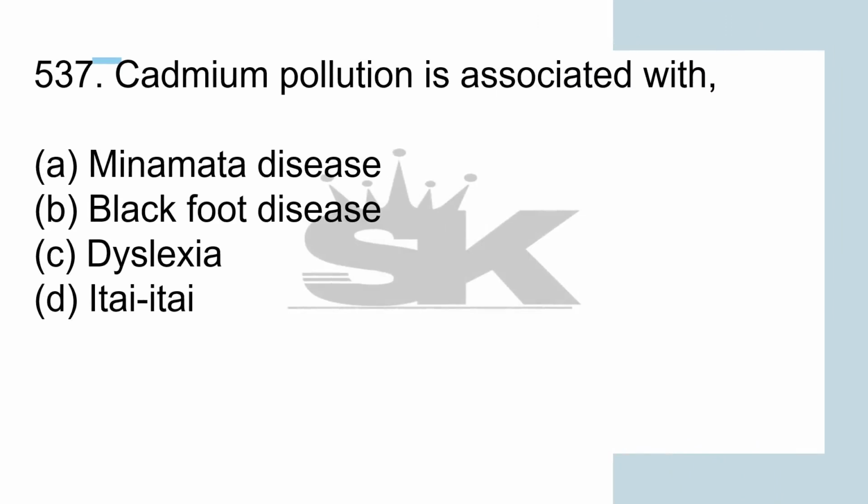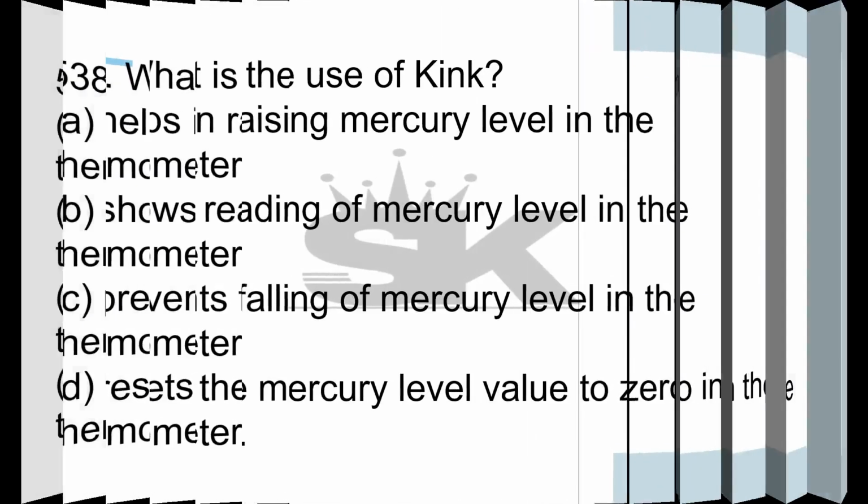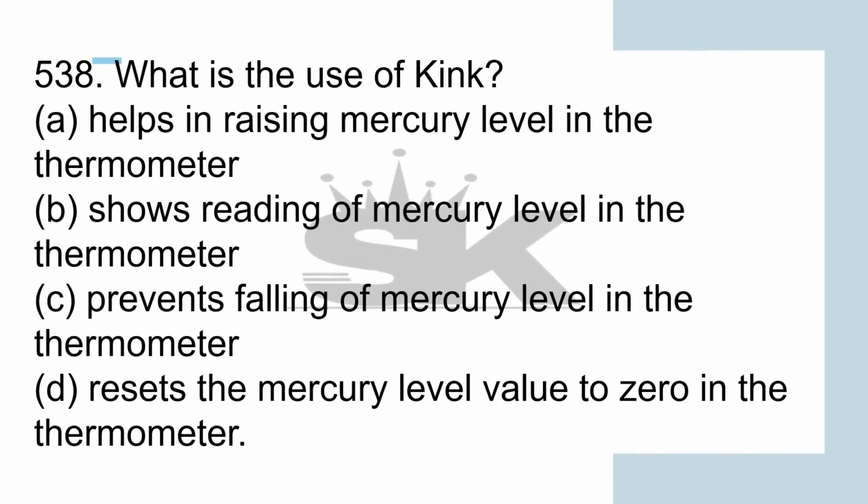Cadmium pollution is associated with Itai-itai disease. Okay, what is the use of kink? Kink in the mercury thermometer helps to prevent the falling of mercury present in the capillary tube into the body. It ensures that the user takes the correct reading of temperature.